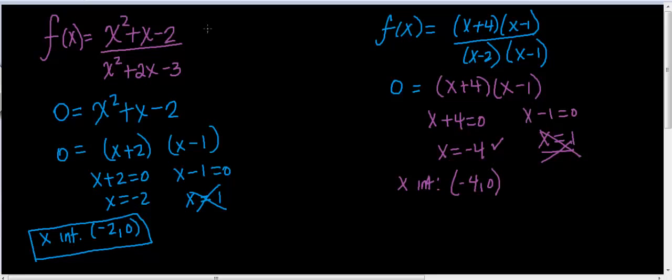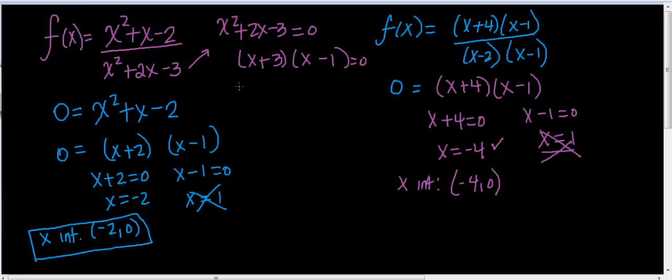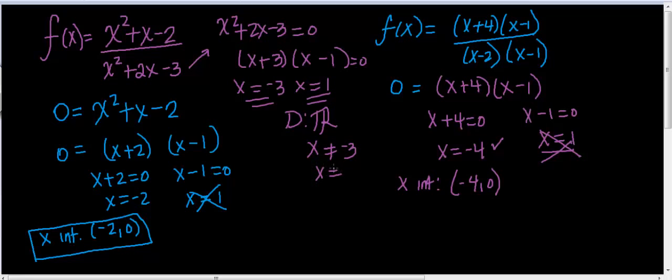If I had looked for the domain here, I would take the denominator and I would make it equal to 0. I would factor and I would solve, and this would give me x equal to negative 3, x equal to 1. I would know beforehand what two values are not in the party list. So I would know x can't be 1 and x cannot be negative 3.